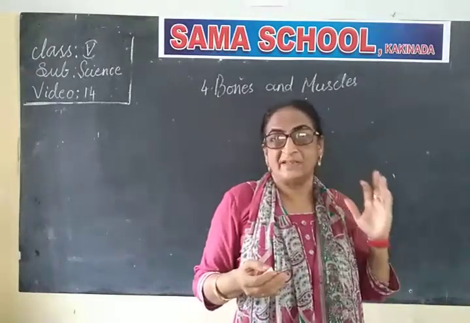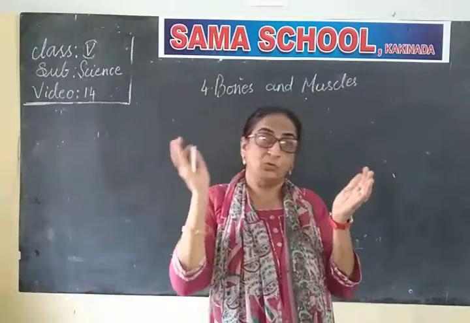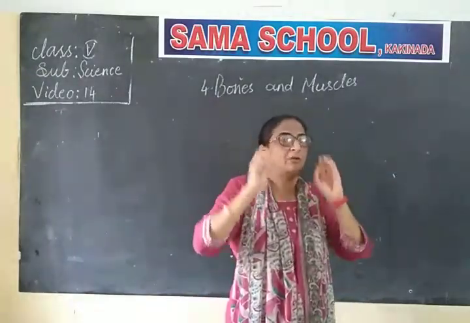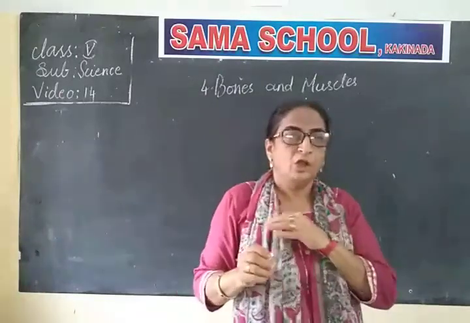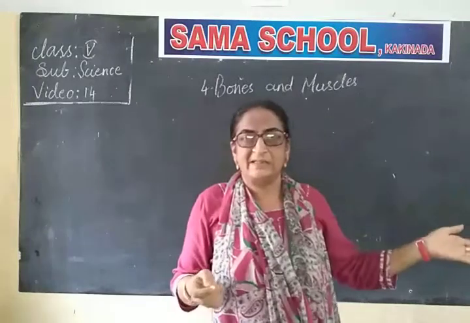There are 206 bones. When a small baby is born, it has more bones, 306. They get attached again when it grows, and the total permanent bones we have is 206. In that way we were learning about the skeletal system.